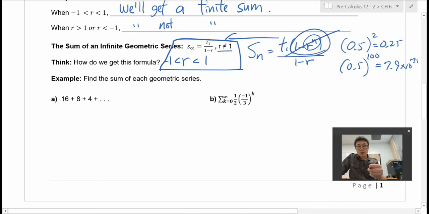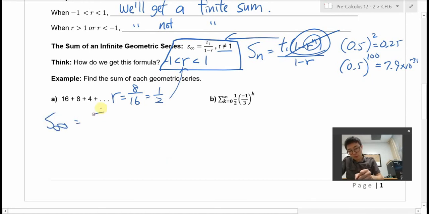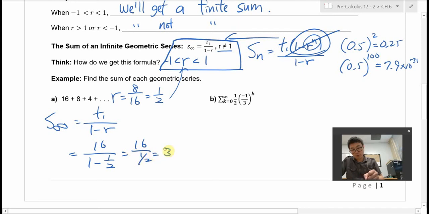All right, let's look at some examples. It says find the sum of each geometric series. What we need to do first is figure out the common ratio, and again, that is the second term divided by the first. That's 1/2, which meets this requirement. So we can use the sum to infinity formula, t1 over 1 minus r. t1 is simply the first term, 16, and 1 minus the common ratio is 1/2. So this is 16 divided by 1/2, which is 32.